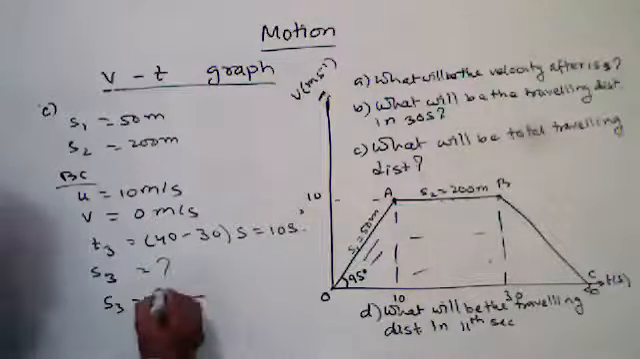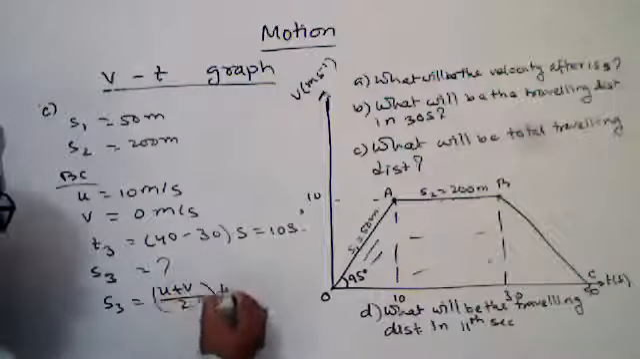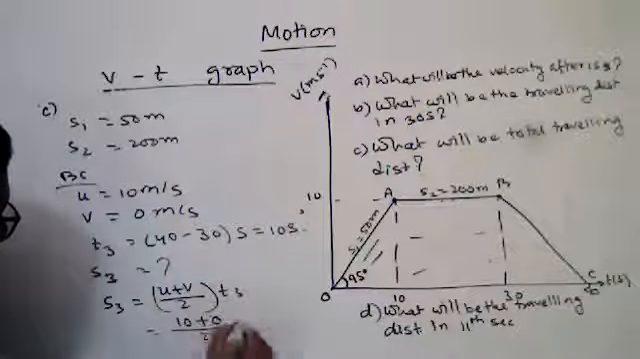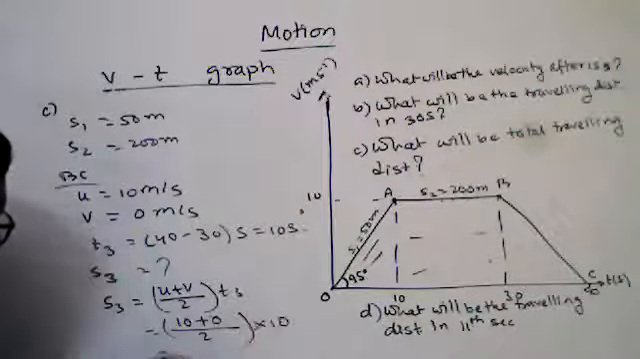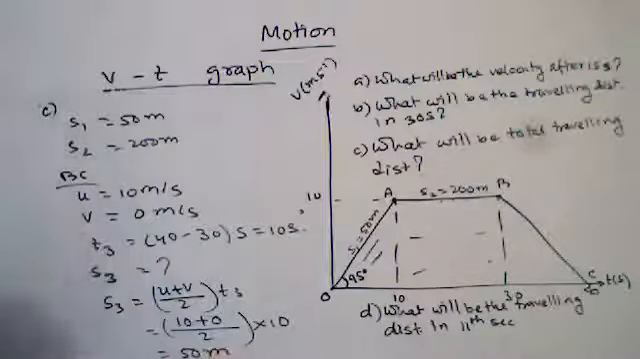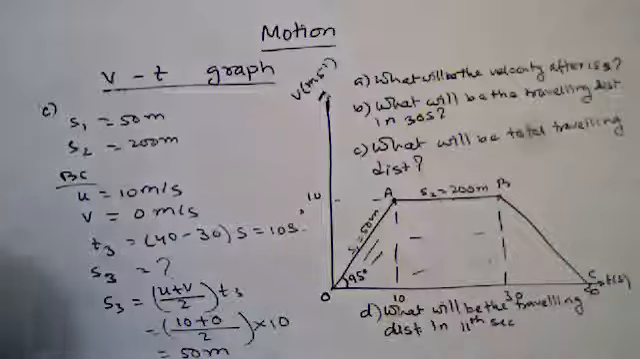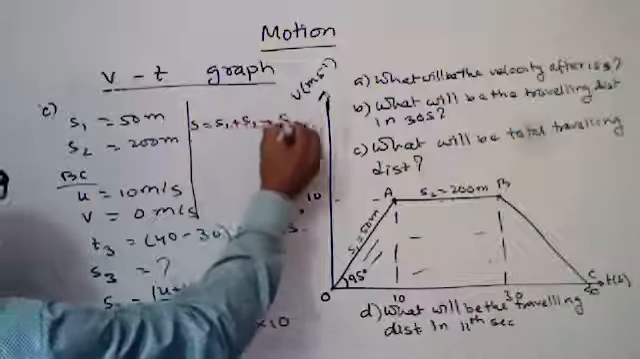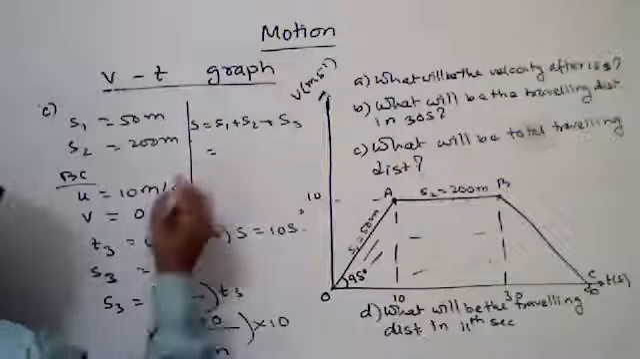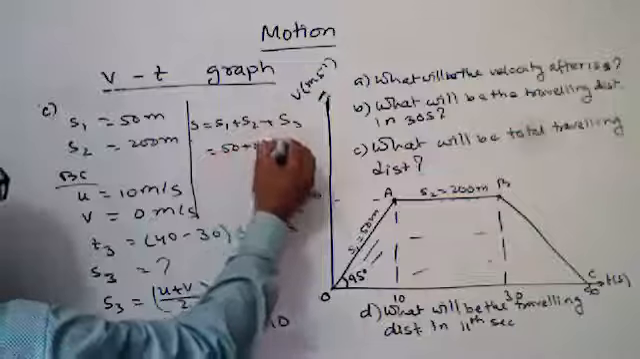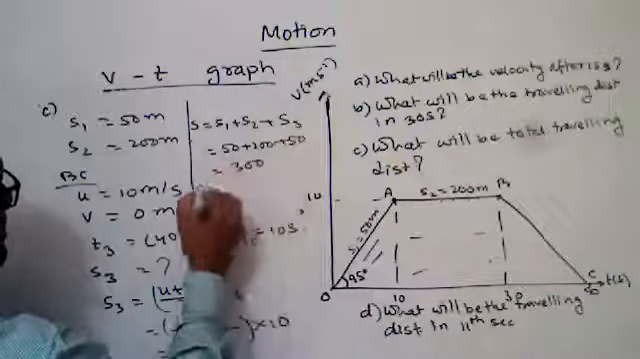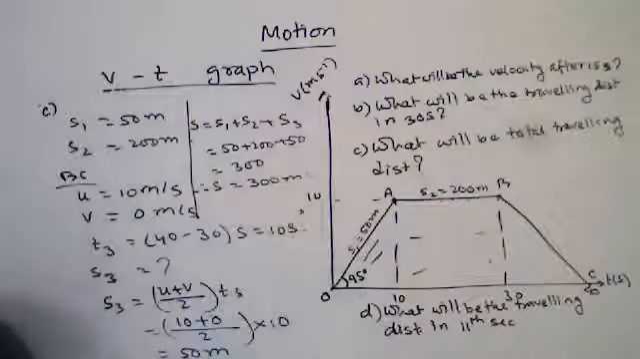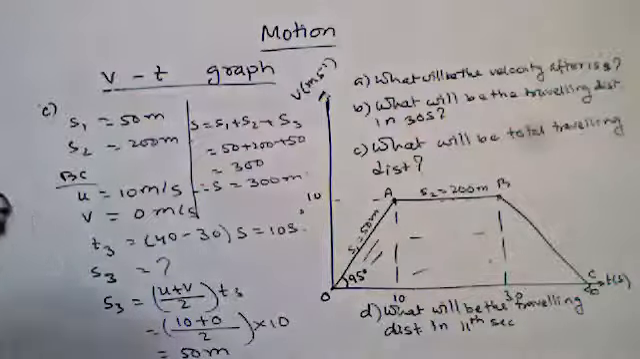S3 equals U plus V by 2 into T3. Suppose U equals 10 plus 0 by 2, T3 means 10. So it will be 50 meters. So total traveling distance S equals S1 plus S2 plus S3. It will be 50 plus 200 plus 50, so it will be 300. So S will be 300 meters. Okay, understand? Yes, sir.